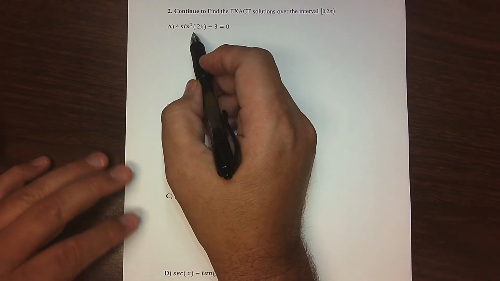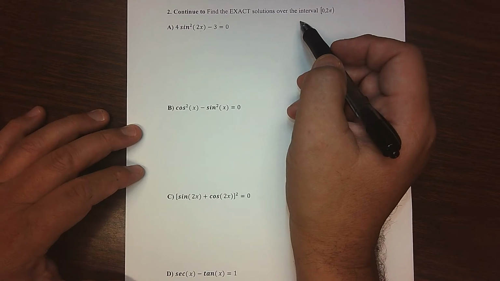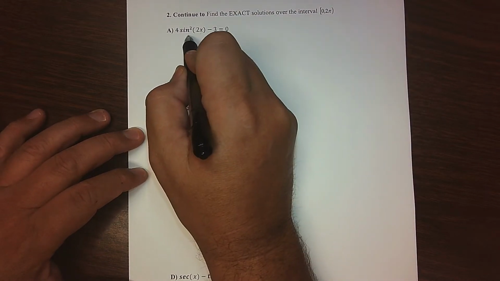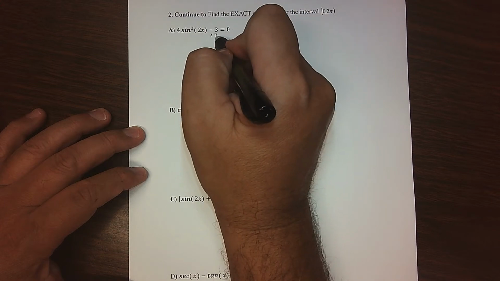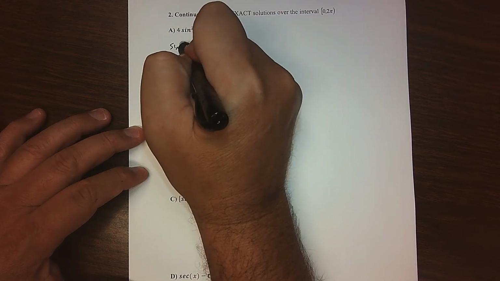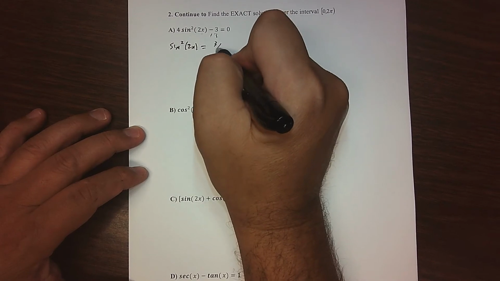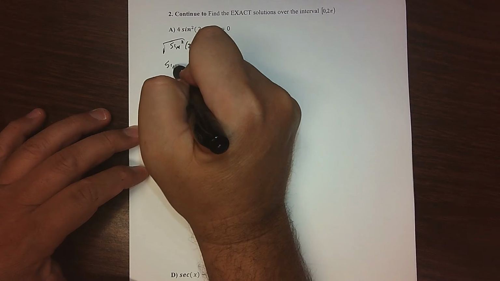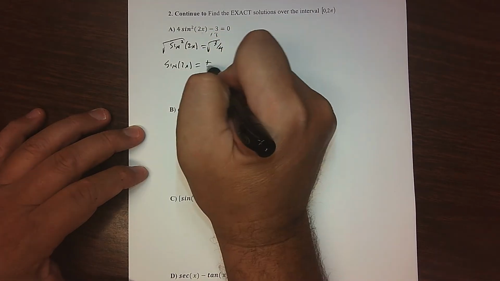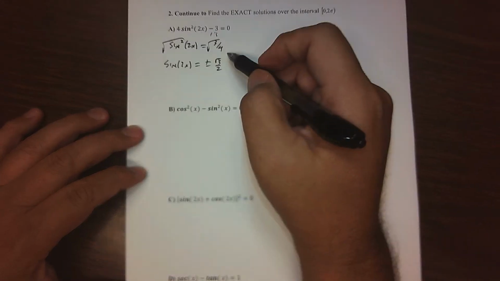So here we got the sine squared of 2x minus 3. So I'm definitely seeing a quadratic where we can essentially use the square root property at some point. So if I add 3 and divide by 4, we end up with sine squared of 2x is equal to 3/4. So if I invoke a square root, we have sine of 2x is plus or minus the square root of 3 over 2.